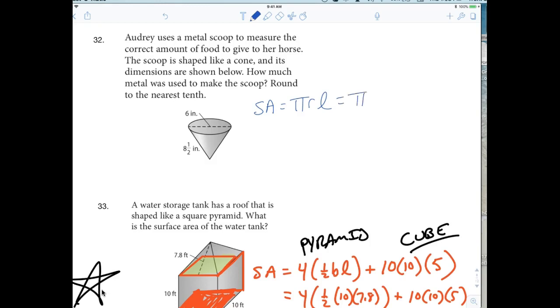So pi times, what's the radius? 3 times the slant height, 8.5. Which gives you, multiply that out, please. 80.1. 80.1 square inches. Wow. All right.